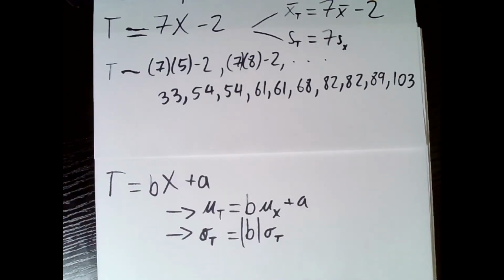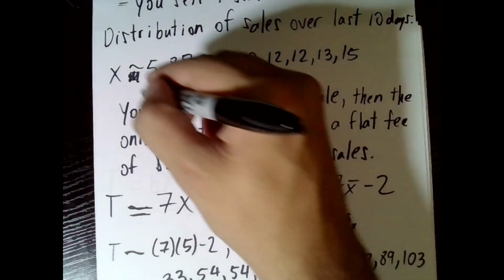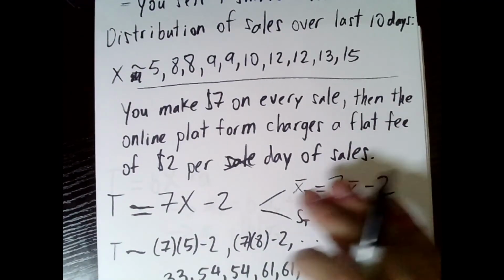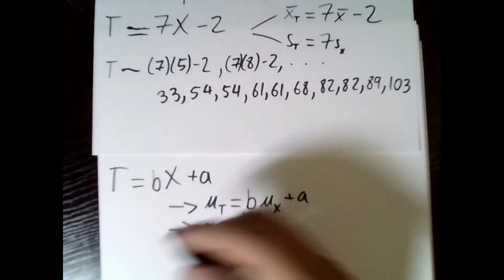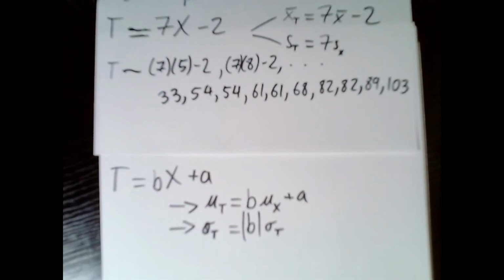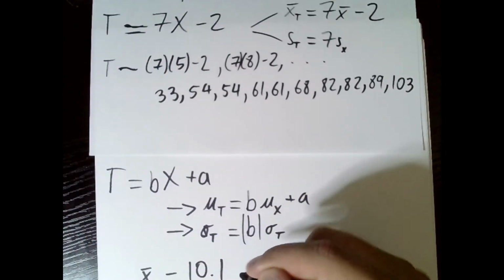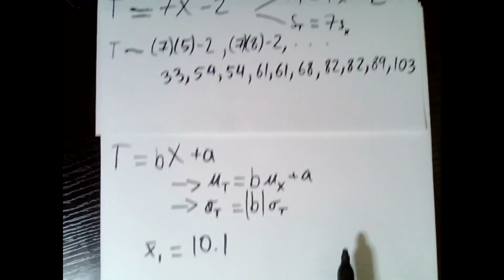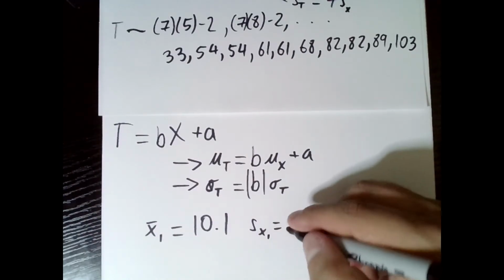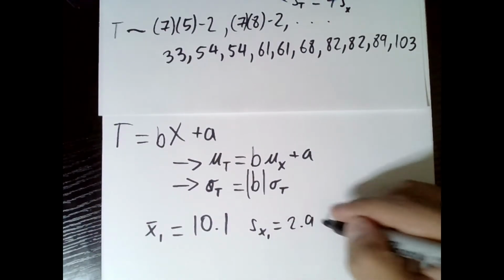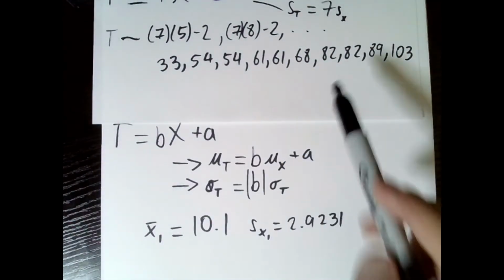So let's focus on these two key measurements. This data set over here, I already have the mean and standard deviation for it, which we found in the last video. Since this is a sample of 10 days of shirt sales, we'll call the mean X bar 1. The mean number of shirt sales was 10.1, and the sample standard deviation was 2.9231.